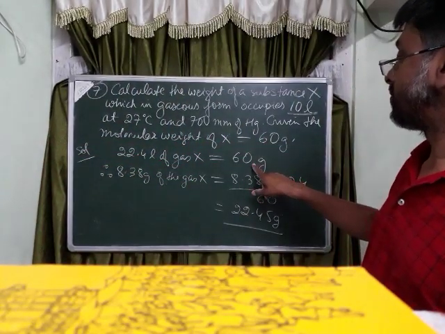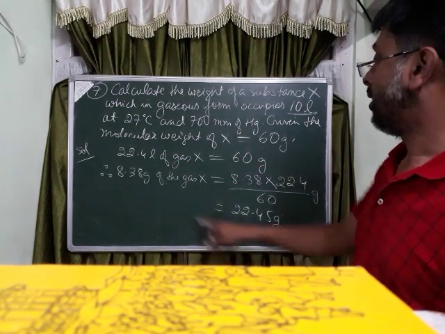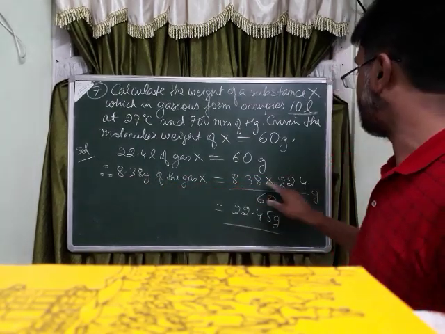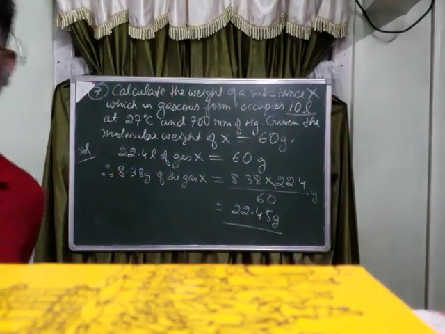60 grams occupying so much volume. Okay. Now here we have got 8.38 grams of the gas X. This 8.38 multiplied by 22.4 divided by 60. So the answer comes to 22.45 grams.